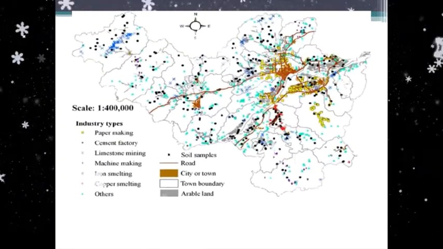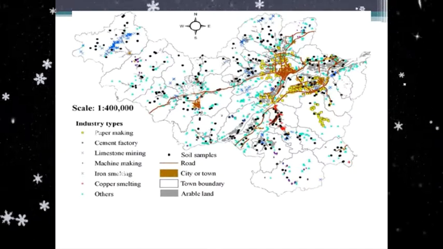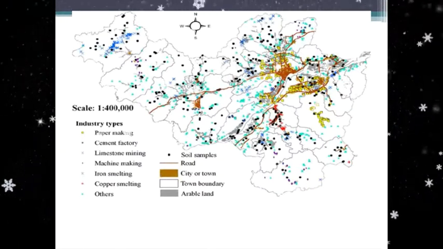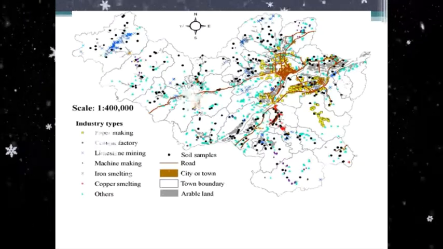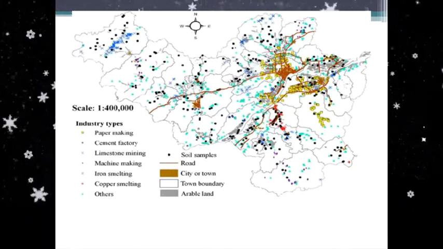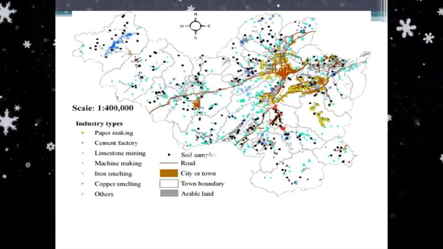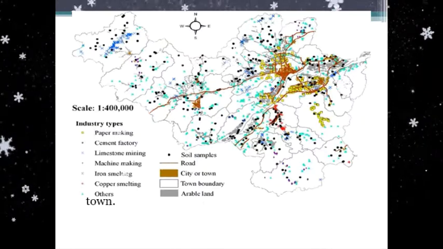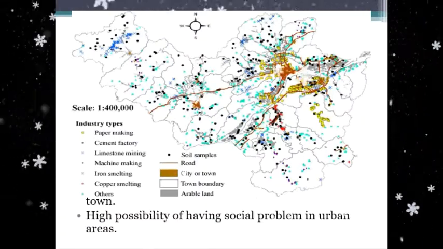Scale 1 to 400,000. Industry types: paper making, cement factory, limestone mining, machine making, iron smelting, copper smelting, and others. High possibility of having social problems in urban areas.